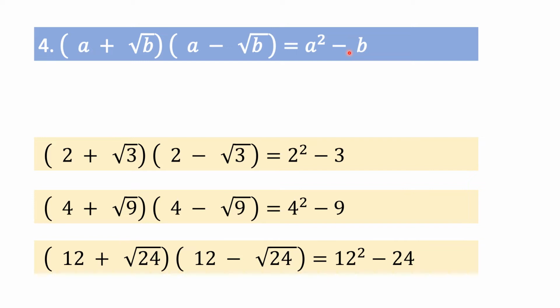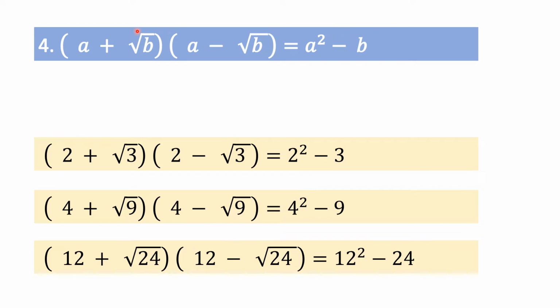So let's look at some of the questions now. The first one is 2 plus root 3 into 2 minus root 3, which is equal to 2 square minus 3, right? Here a is 2 and b is 3. So according to this formula, instead of a I put 2, instead of b I put 3. Make sure that when you take b, remember that b is the only element inside the root. B is not root b, okay?